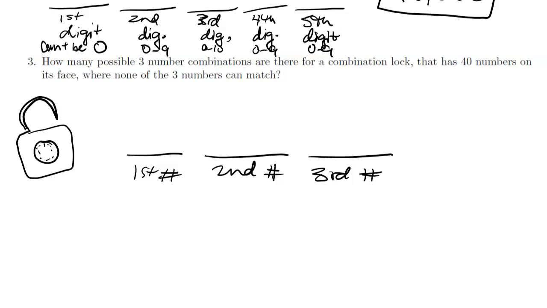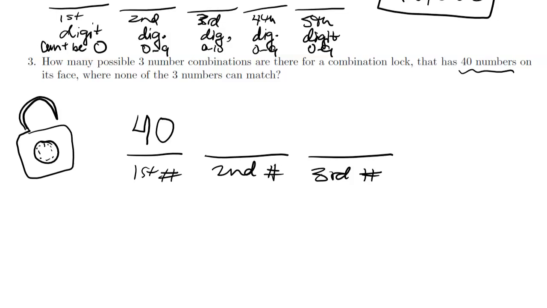Now, if we think about what those numbers can be, for the first number, we've got 40 different options, right? There are 40 numbers on the face of the dial. So whether that's the numbers 1 through 40 or 0 through 39 or even something else entirely, in total there are 40 of them. So for the first number, all 40 of those would be options.